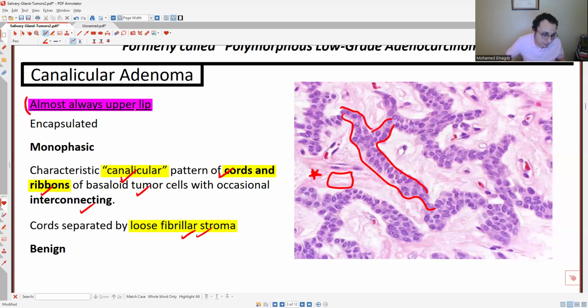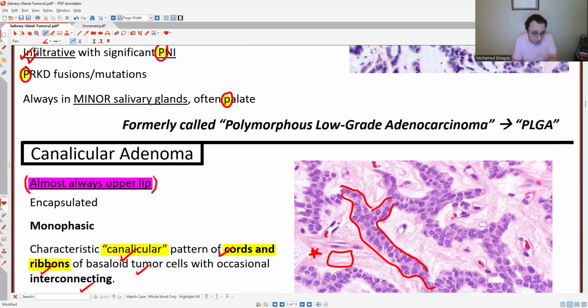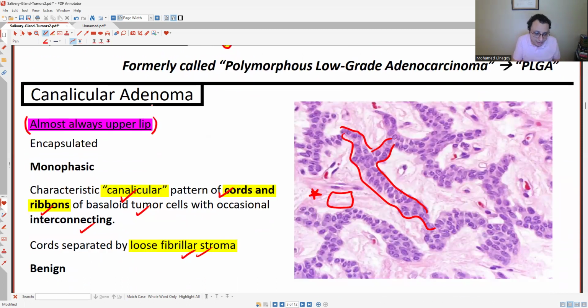This also comes in minor salivary glands, which are the salivary glands in the upper lip. It is almost always in the upper lip. Almost always means that's the key word. They will tell you an upper lip mass or a mass coming from the upper lip. Okay, makes sense. So I'm preparing my mind that I will see the canals of blue cells and the loose fibrillary stroma in the background. Well, that's it, canalicular carcinoma.